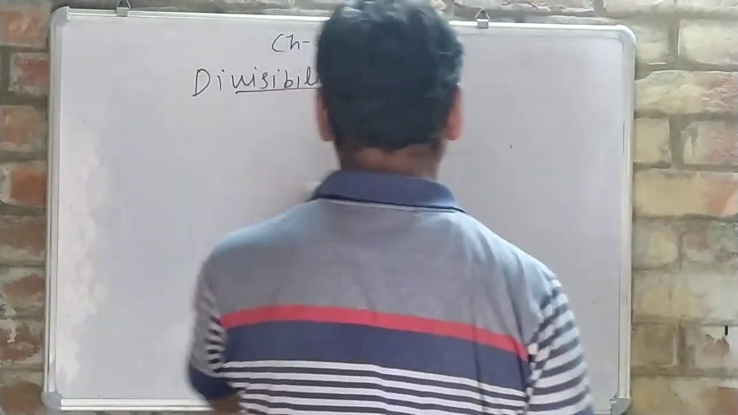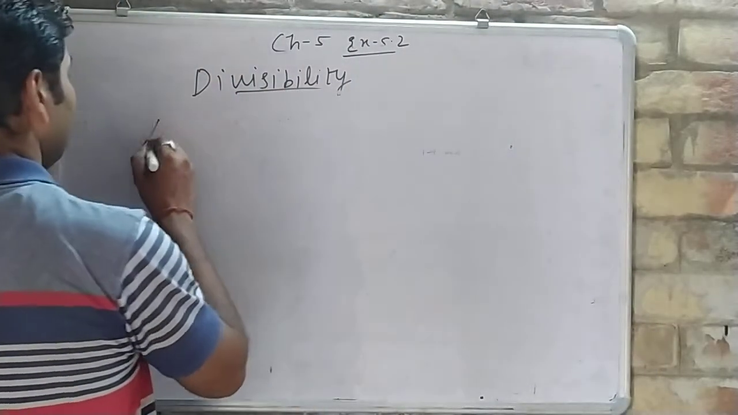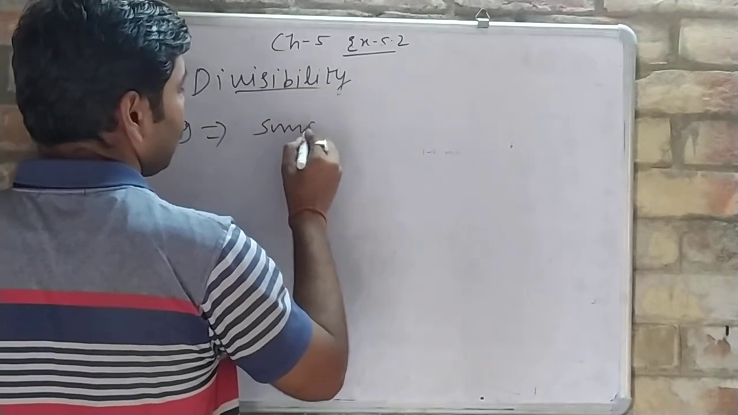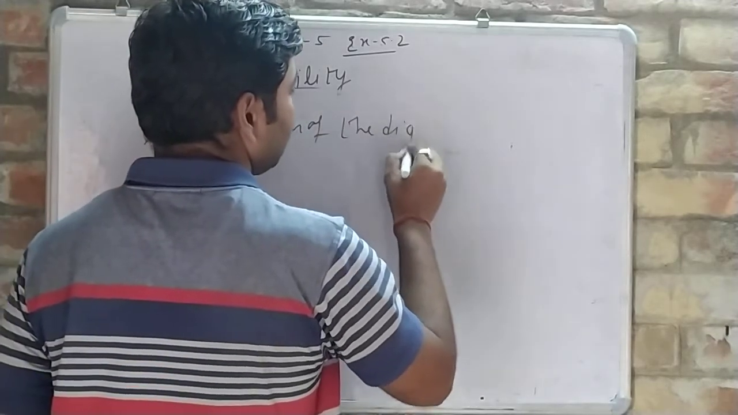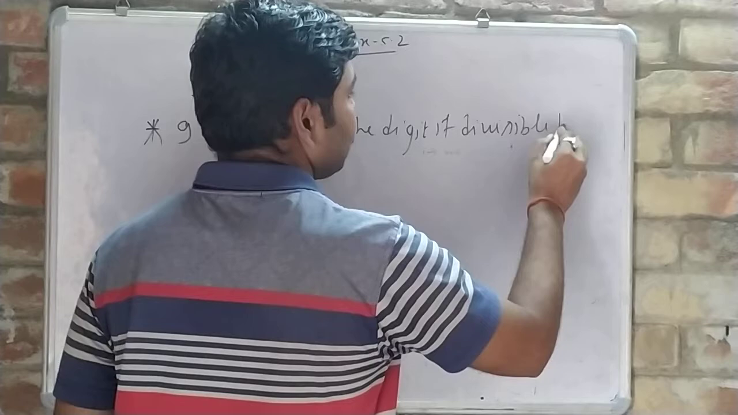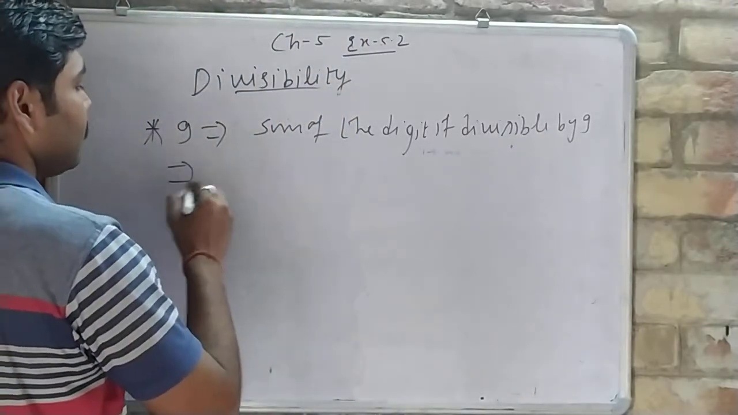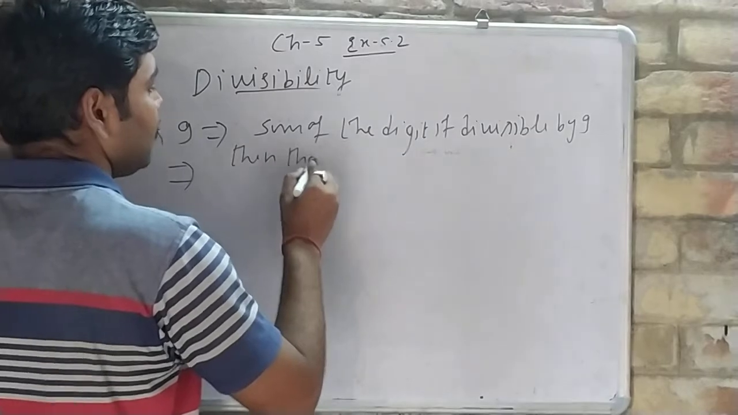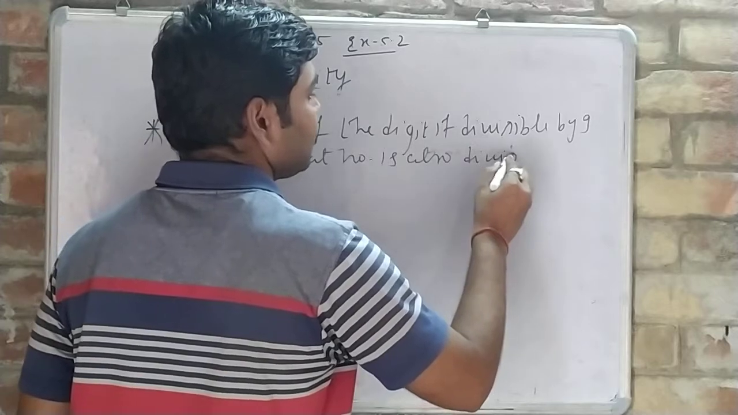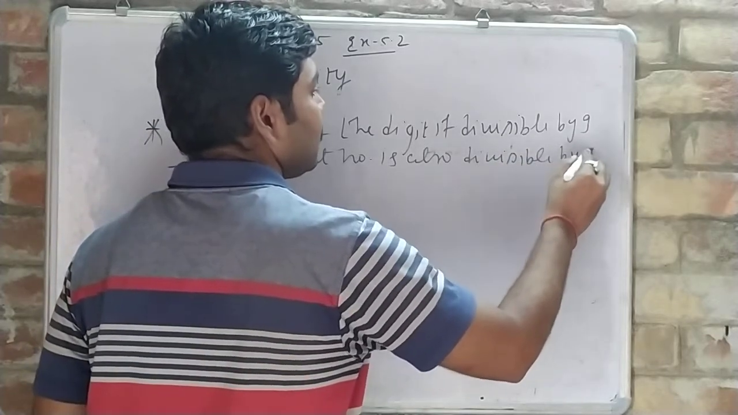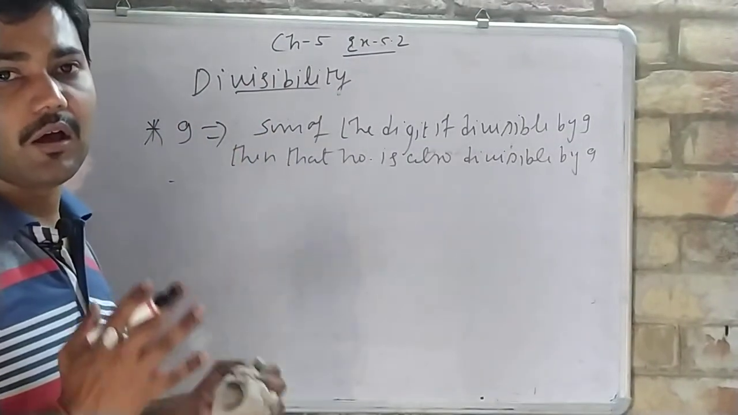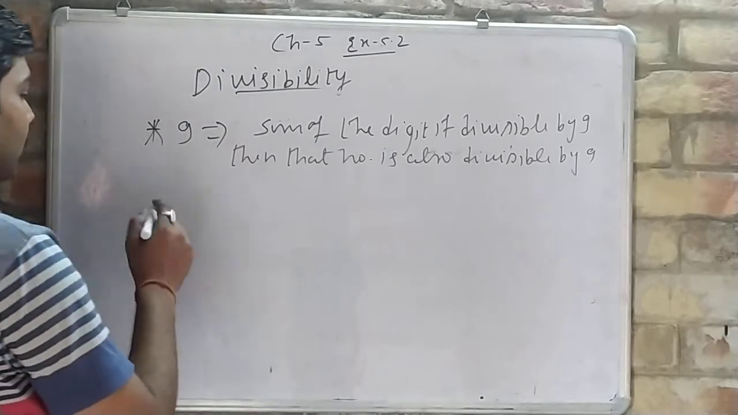Now see the divisibility of 9. Okay, 9. So in 9 what we will see? We will take the sum of the digits, and if it is divisible by 9, then that number is also divisible by 9. Okay, see here, if the sum of all the digits is divisible by 9, then the number is also divisible by 9.